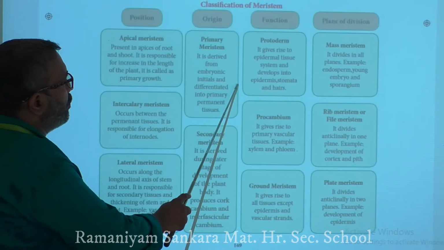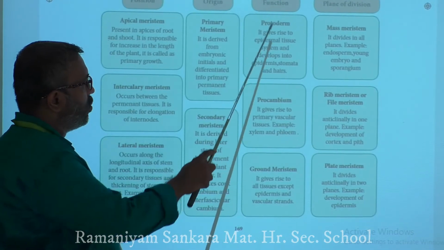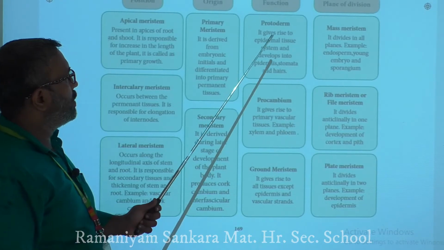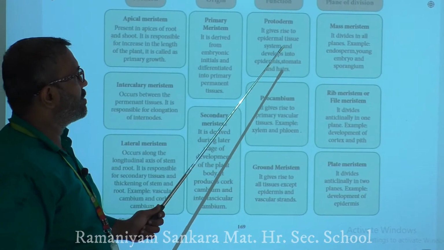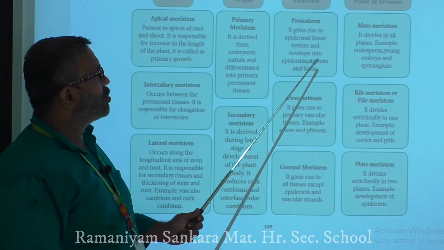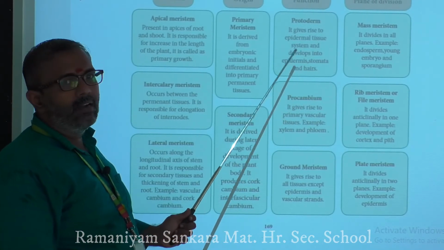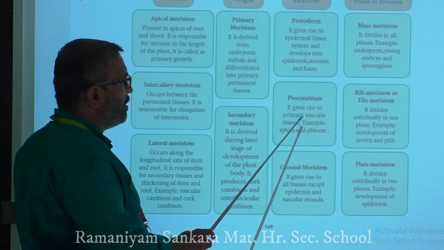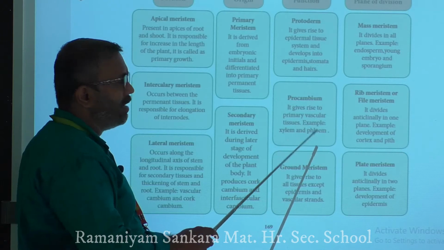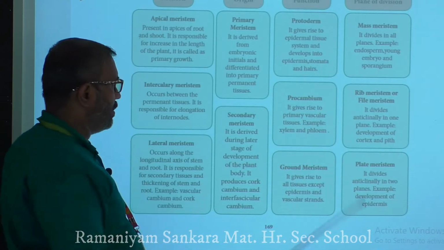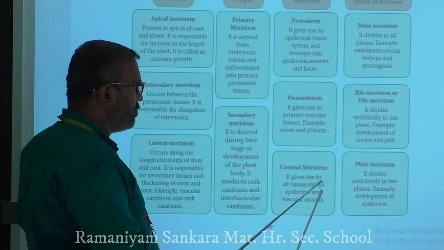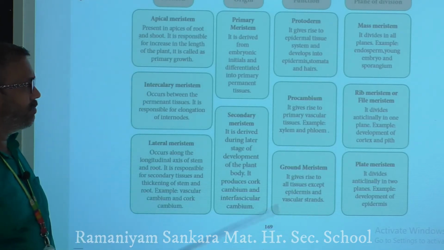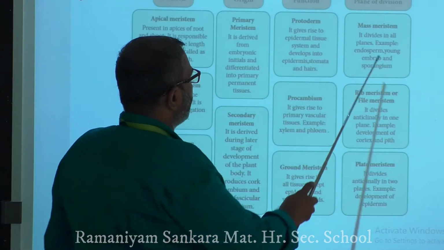Third one is function. Based on function there are three types: protoderm, procambium, and ground meristem. Protoderm gives rise to the epidermal tissue system and develops into epidermis, stomata and hairs. Procambium gives rise to primary vascular tissues, for example xylem and phloem. Ground meristem gives rise to all tissues except epidermis and vascular strands. So all the other parts come from ground meristem.